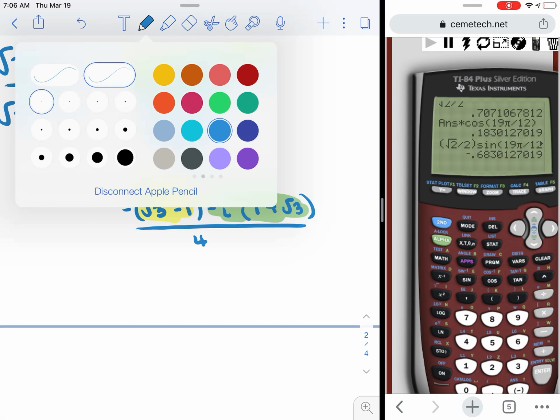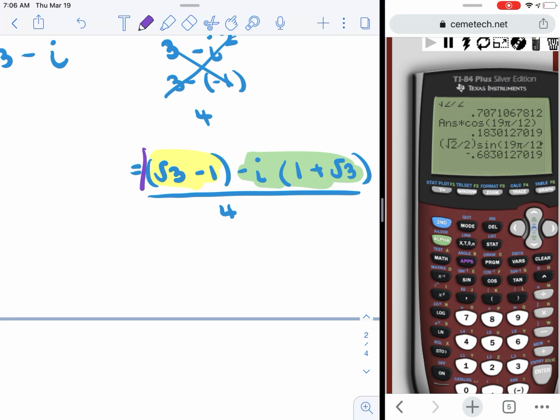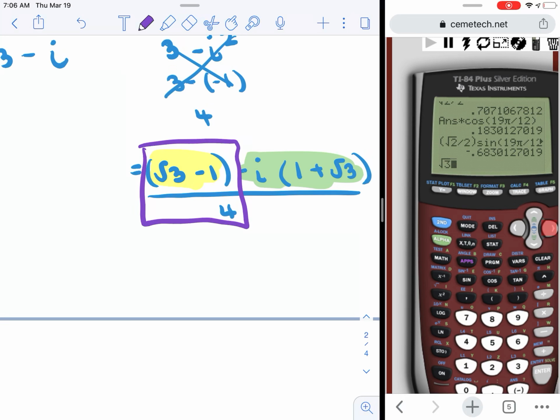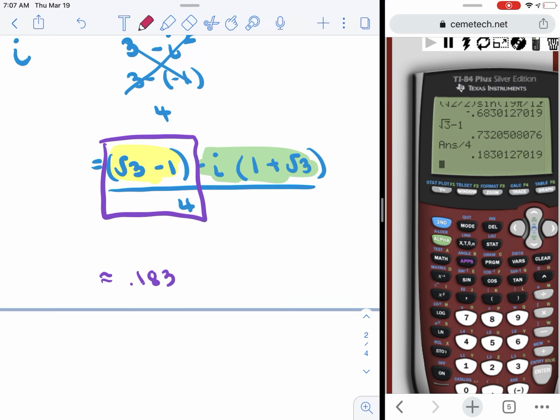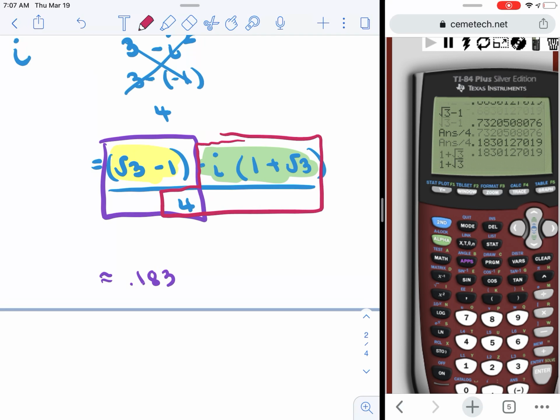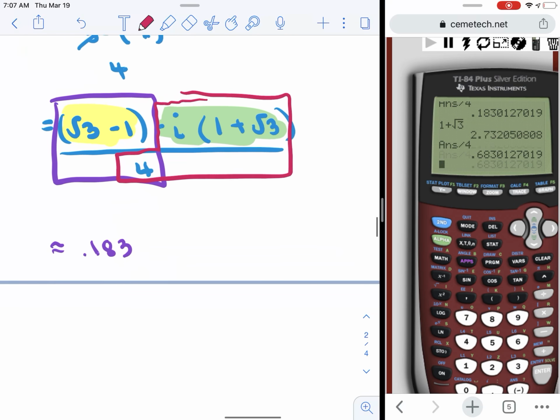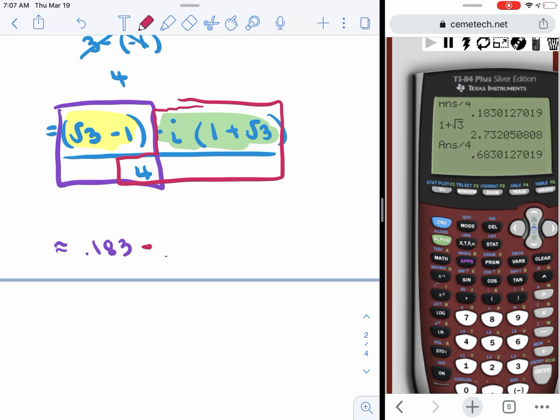Now, this right here, we can write in decimal form. Let's start by thinking about the real part. If I do root 3 minus 1, and I divide that by 4, you're going to get 0.183 as the real part. And then we can do the same thing for the imaginary part. So you'll want to think about 1 plus square root of 3, divide that by 4, and then don't forget to put the minus with the i.